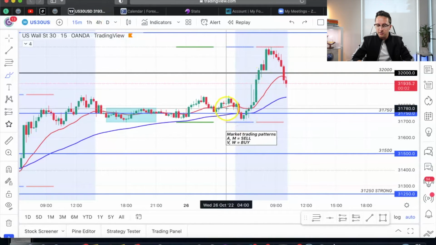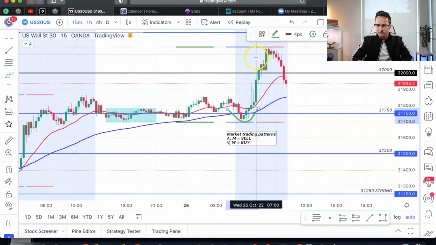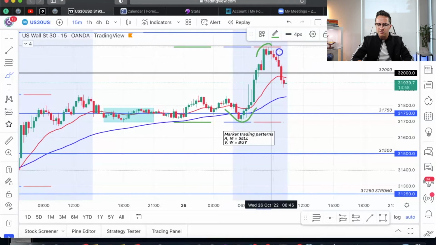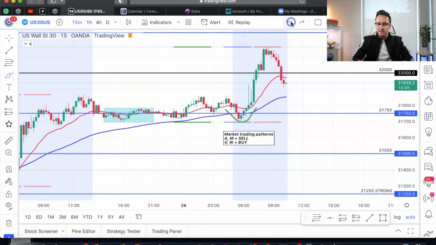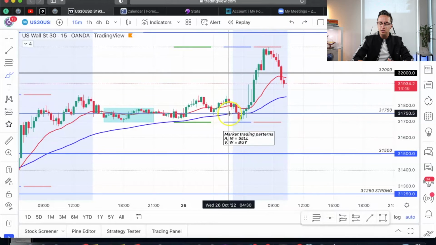Now we can see that we do have this V pattern right here signaling to buy, but what about this A pattern right here? That's signaling to sell. And what I'm looking for are bearish candles, any continuation candles right here, like this hammerhead candle. Really looking for all these candles. So I like to be looking for these patterns right before the market open.